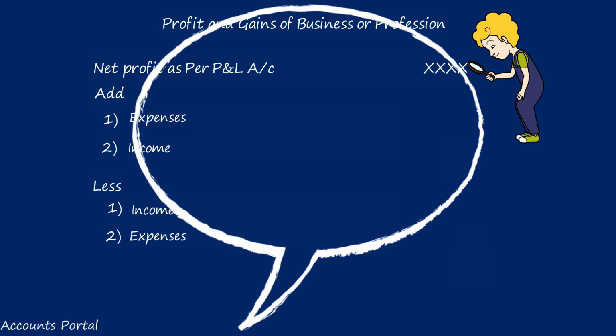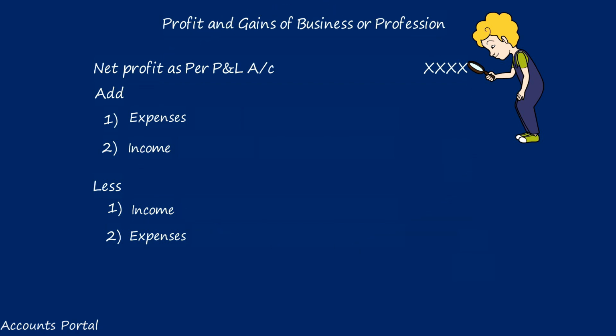Correct those mistakes. Pick up the net profit as per P&L as the base figure, and whatever the mistakes, correct it. How many total corrections? Only 4. 2 on add side, 2 on less side, and that together, dear students, will give your taxable PGBP income. Let's see what you have to do.